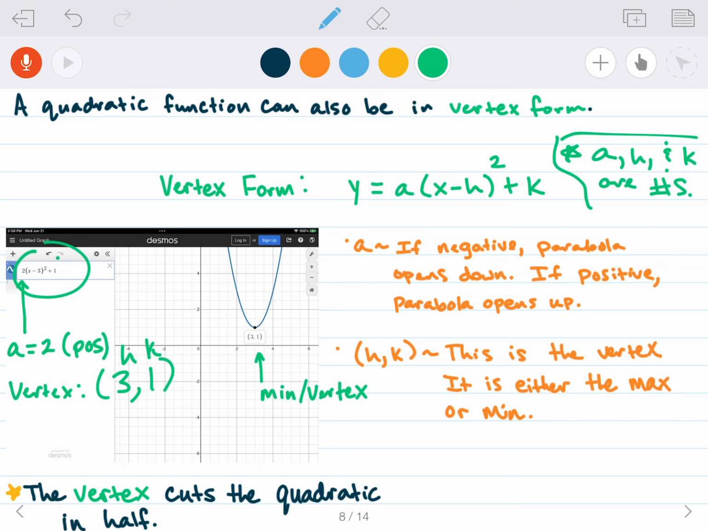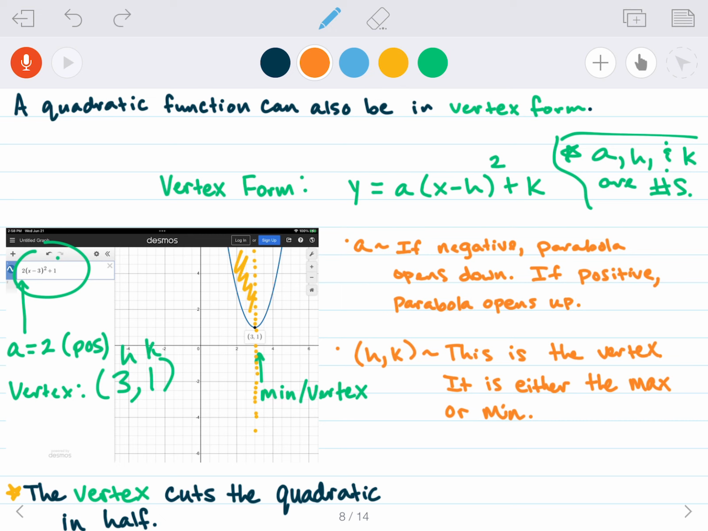And the vertex is cool because it cuts the quadratic in half. It cuts it into 2 equal pieces. So imagine that there's a line that goes through the vertex, cutting it right down the middle. We call this a line of symmetry because the left side of the parabola and the right side of the parabola are exactly the same portion.